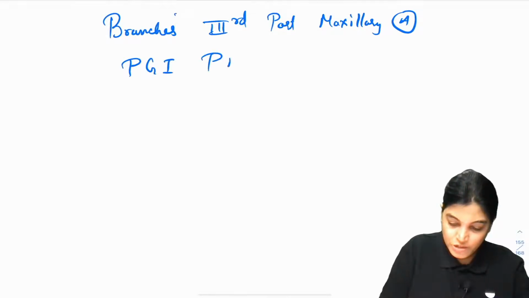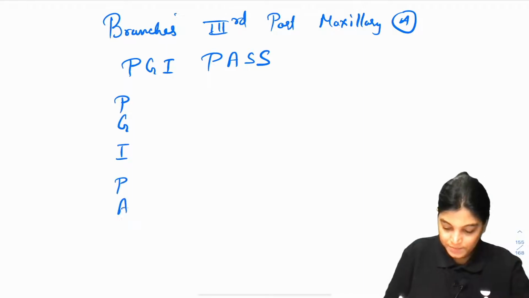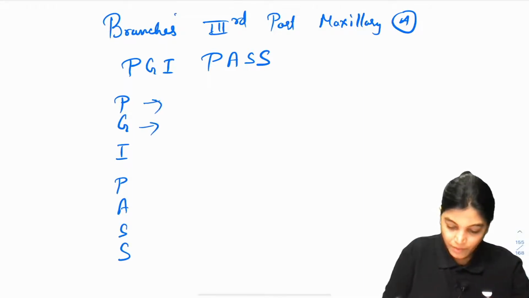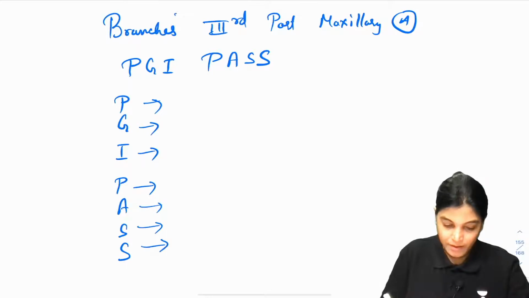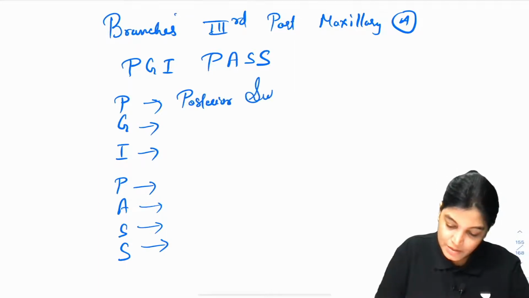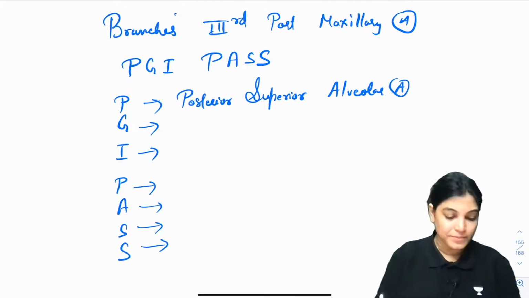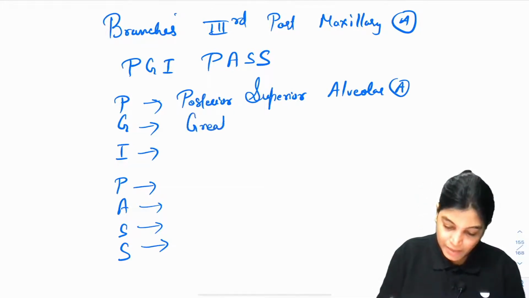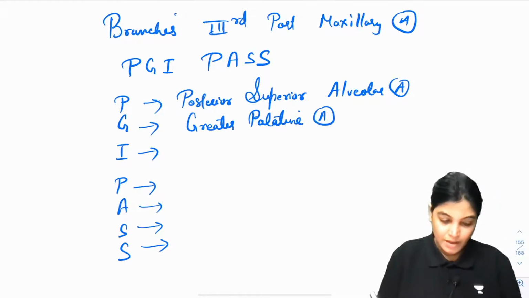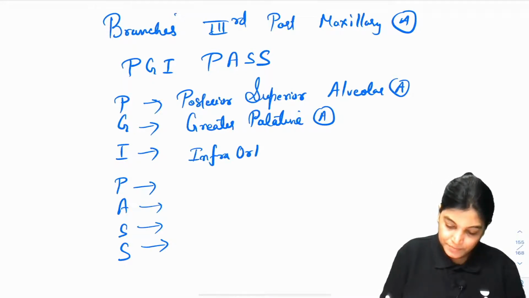PGI pass. So here PGI pass. P for posterior superior alveolar artery. G for greater palatine artery. I for infraorbital artery.